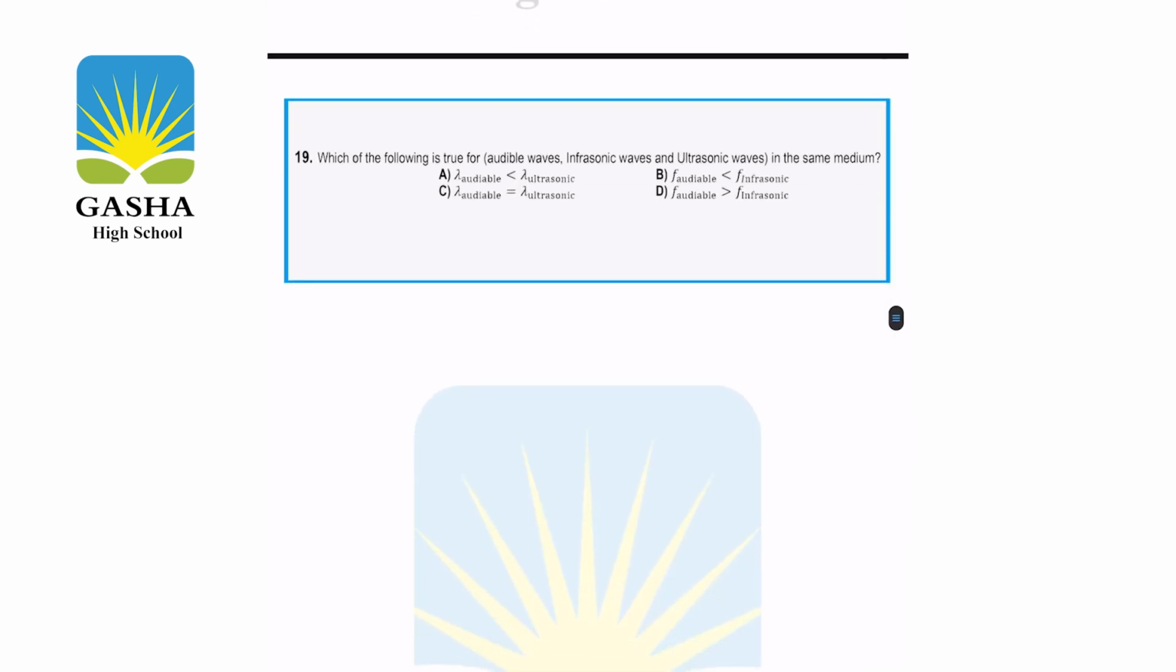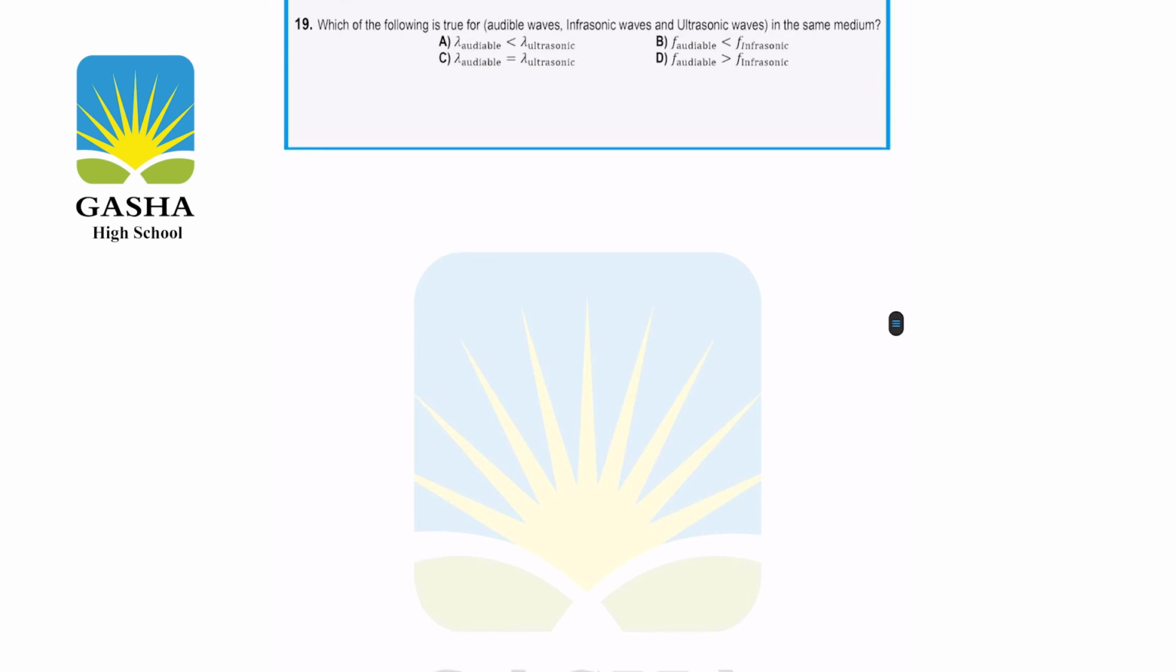So let's move on to question 19. Question 19 says, which of the following is true for audible wave, infrasonic wave, and ultrasonic wave in the same medium? So here we have some wavelengths and some frequencies which are greater than or less than each other.